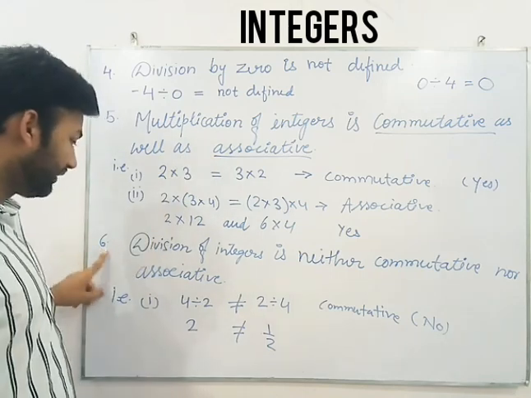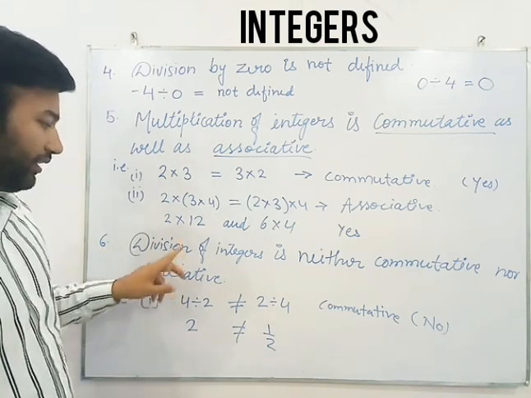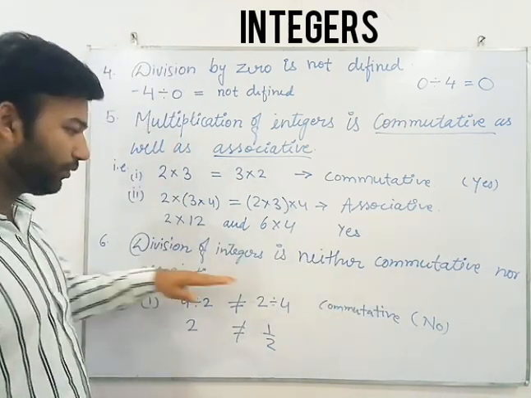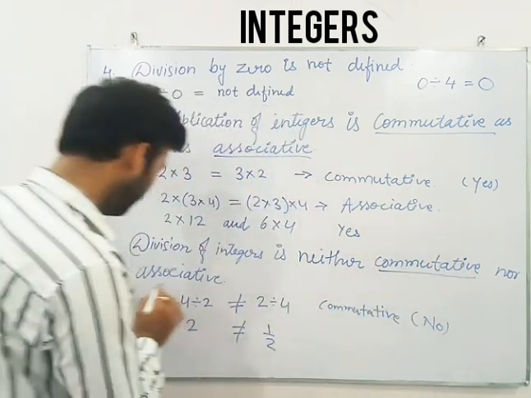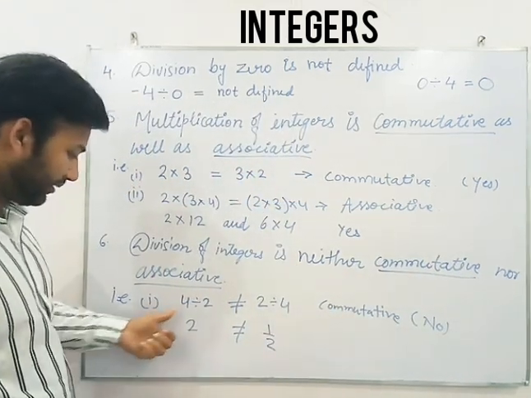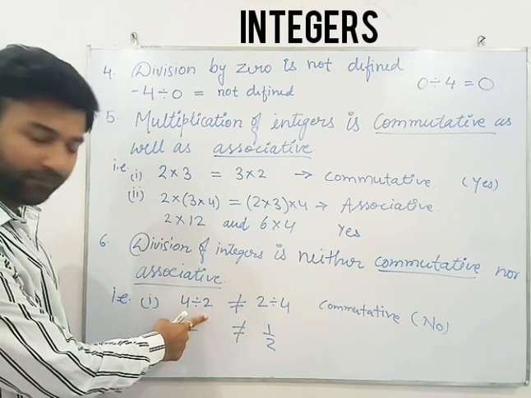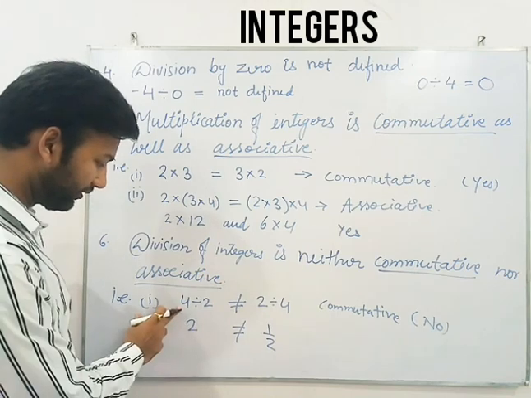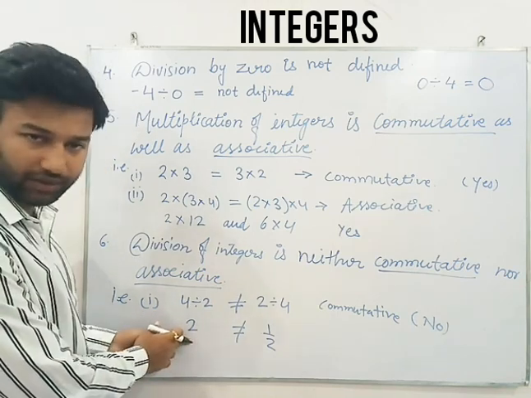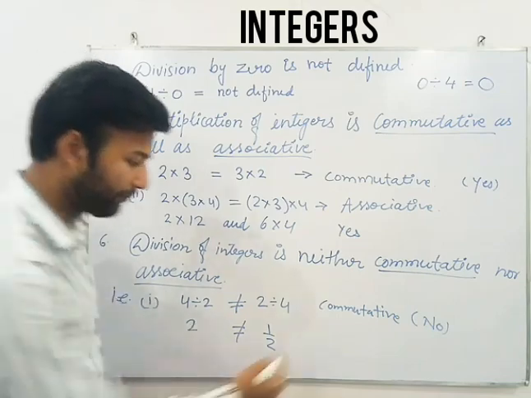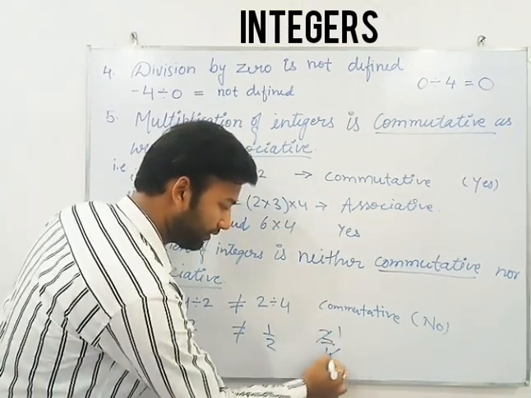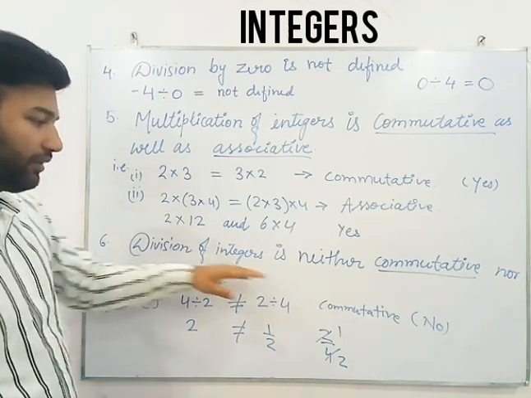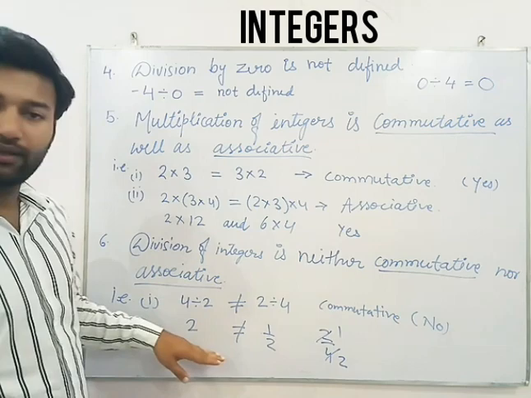Okay, sixth. In the case of division, division of integers is neither commutative nor associative. This means both properties are not followed in the case of division. For example, if we divide 4 by 2, it is not equal to 2 divided by 4. If we divide 4 by 2, the answer, the quotient, is 2, and 2 divided by 4 is 1 upon 2. Both are different. So we can say division of integers is neither commutative nor associative.